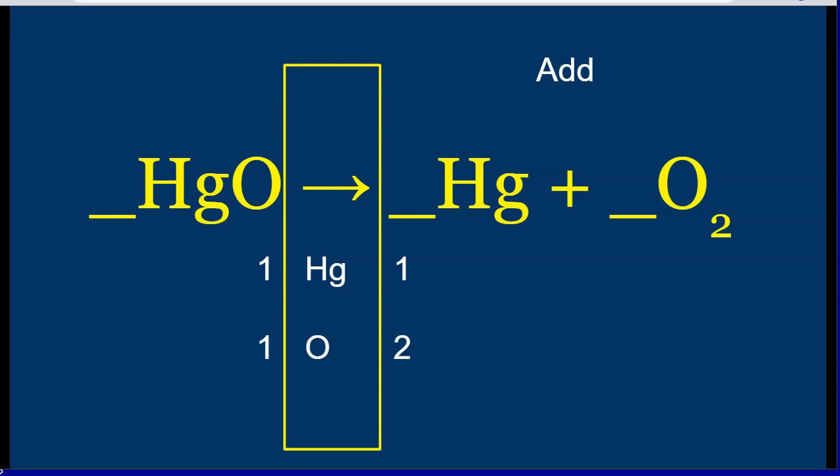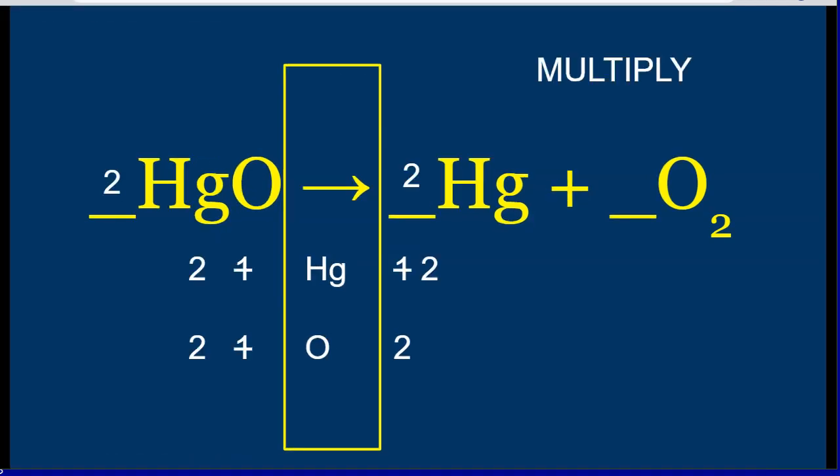So what do we have to do to make it balance? Now we're going to multiply the coefficients. Well, I have 2 oxygens on the right side. I need 2 oxygens on the left side. So I'm going to multiply by 2. So I put a 2 right here, and I write down that there are now 2 mercuries and 2 oxygens. On the right side, now I have 2 mercuries on the left side.